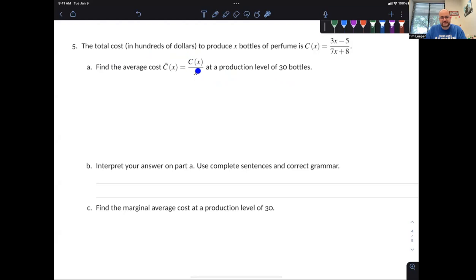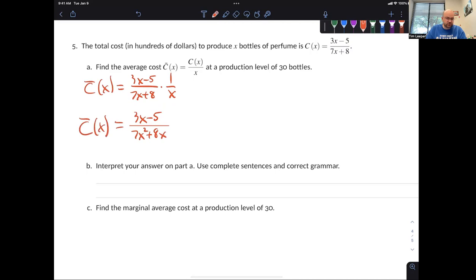Now, dividing by X is fine, but notice we have a fraction here, or a quotient. When we have that, instead of dividing by X, multiply by 1 over X. So C bar of X here is simply 3X minus 5 over 7X plus 8 times the 1 over X. So I need to distribute that X into both of those. That gives me 3X minus 5 divided by 7X squared plus 8X. And that is our function for the average cost.